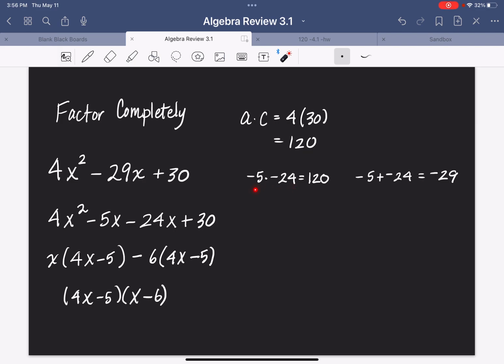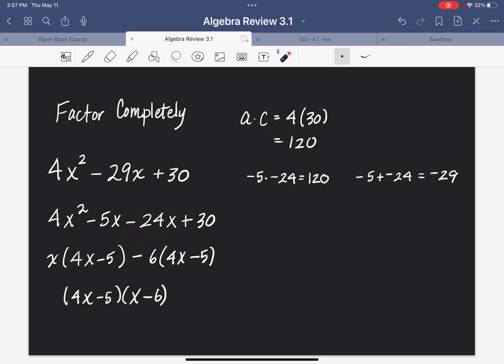And then in your head or on your calculator, add those factors and see if they add up to negative 29. So for me, I found negative 5 times negative 24 is 120, and negative 5 plus negative 24 is negative 29. So I split my b term into minus 5x minus 24x. I factor the first two. They had an x in common. Left over 4x minus 5. Look how I dropped this sign down. Always drop your middle sign down.